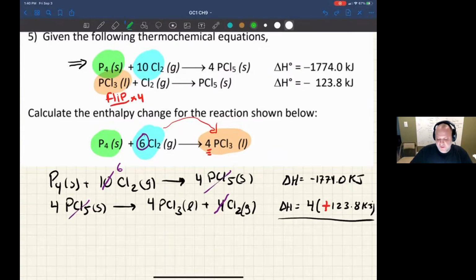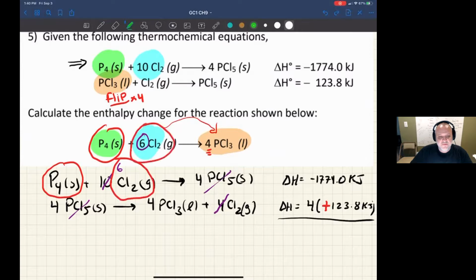So that's also great. So it looks like I've got the P4 solid that I needed, one of them. I got the 6 Cl2 that I needed, and that's great. And I also got the 4 PCl3 that I needed. And so I'm ready to go.